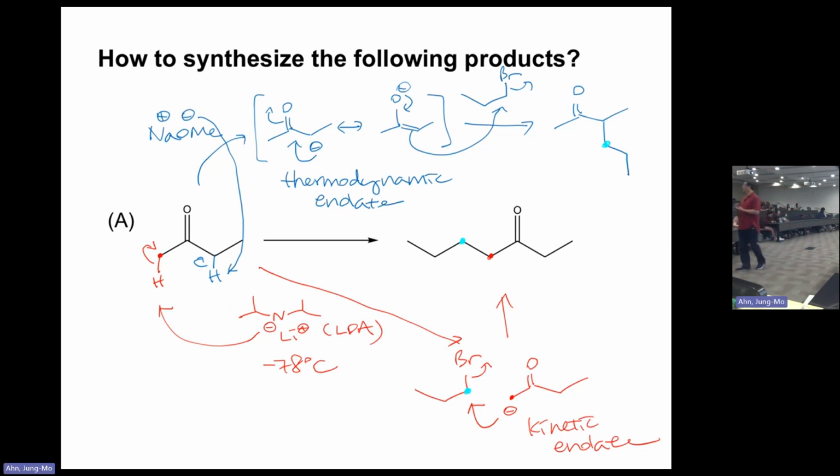Even if you pick LDA, as I said, LDA is not guaranteeing that you get the kinetic enolate. You've got to do it at low temperatures. So this must be set, not just one part. Just putting down LDA is not enough. LDA at room temperature, you get the thermodynamic enolate. So we're missing this part. If you're going for kinetic, these two have to be there together.